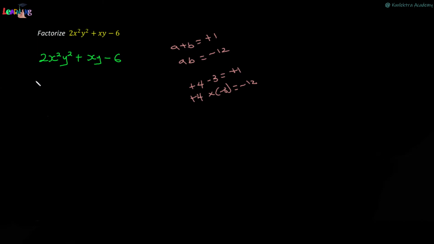Now you have 2x squared y squared plus 4xy minus 3xy minus 6. Having gotten these values, now we factorize. You factorize the first two terms, followed by the last two terms.